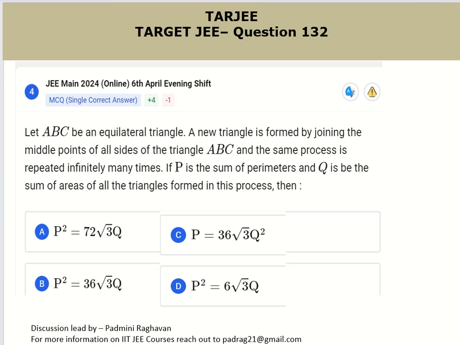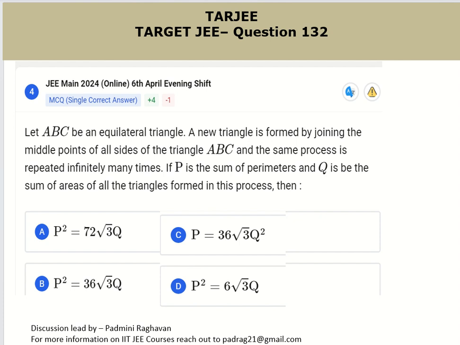Let ABC be an equilateral triangle. A new triangle is formed by joining the midpoints of all the sides of triangle ABC, and the same process is repeated infinitely many times. If P is the sum of all the perimeters and Q is the sum of all the areas of the triangles formed, here are the options.